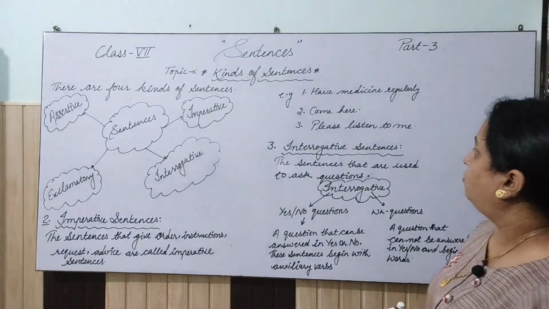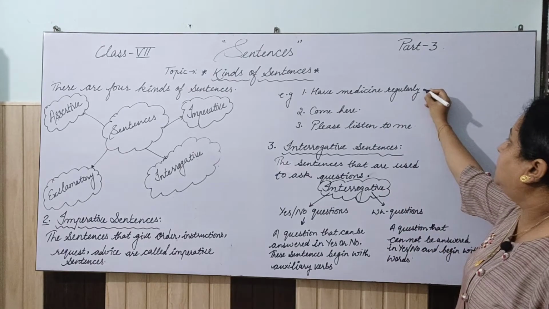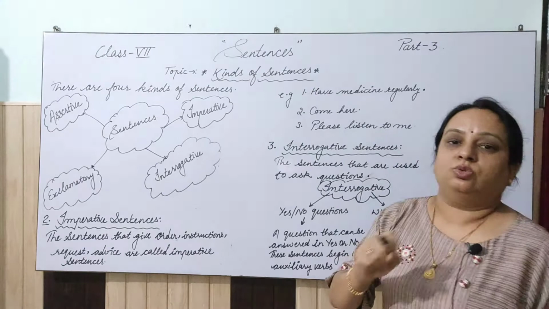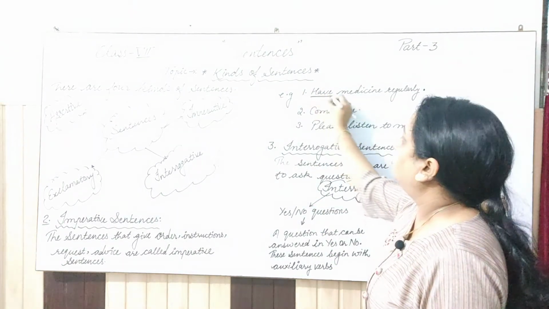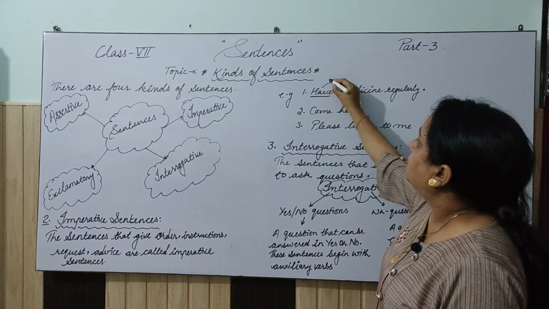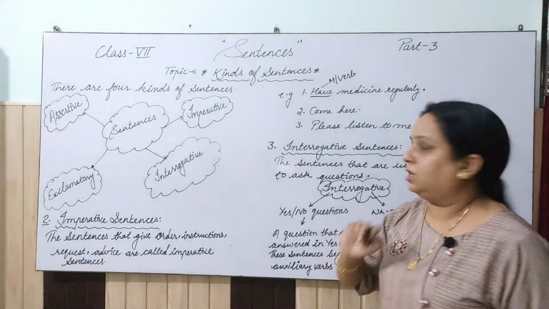I've written some more for you. Have medicine regularly, and in the end there is a full stop. Clear? In the starting you have to do this. Have is not a helping verb. This is not an auxiliary verb. This is the main verb. Have your medicine regularly. Clear?